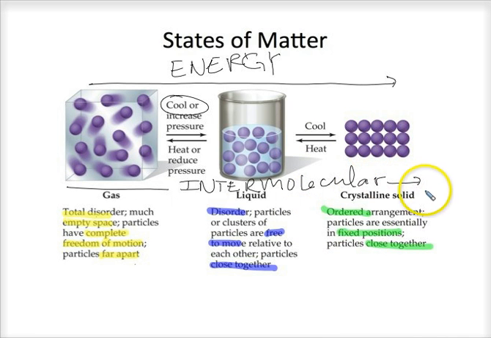Okay, so if intermolecular forces are attractions between the components, obviously a solid is going to have the greatest amount of intermolecular forces. In other words, there's a lot of force being applied to hold the substance together. Whereas a gas has virtually no intermolecular forces because the particles are far apart and have complete freedom of motion. So we know the intermolecular forces are increasing as we move from a gas to a liquid to a solid.